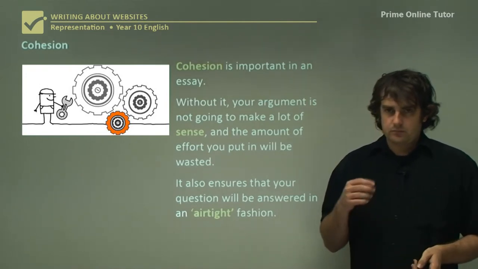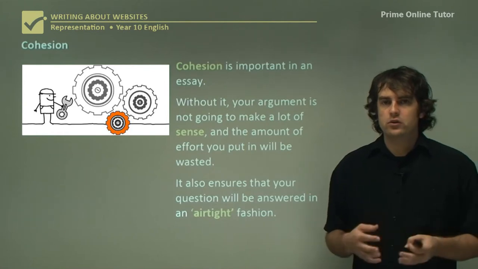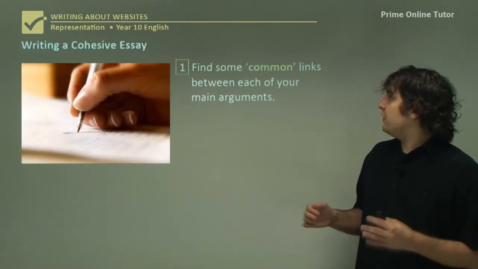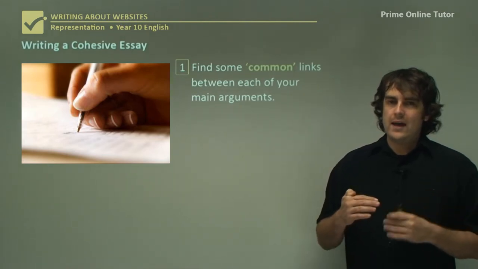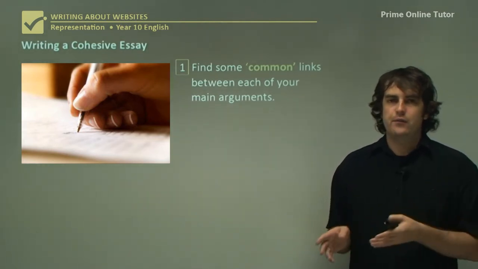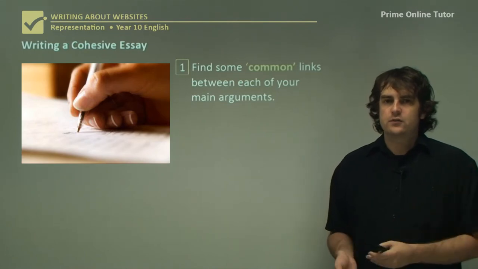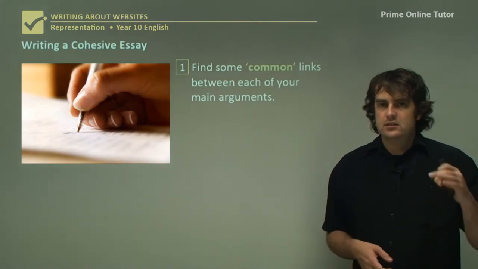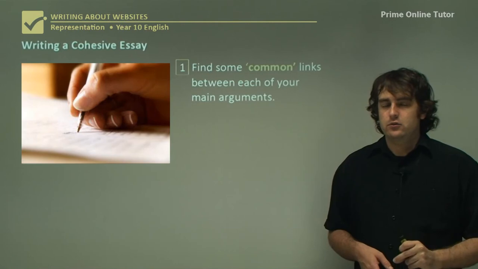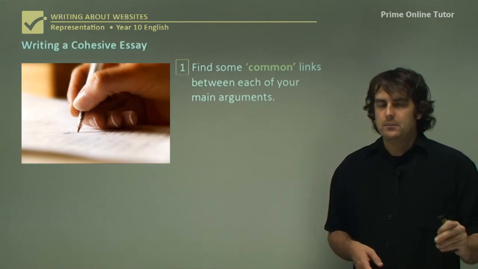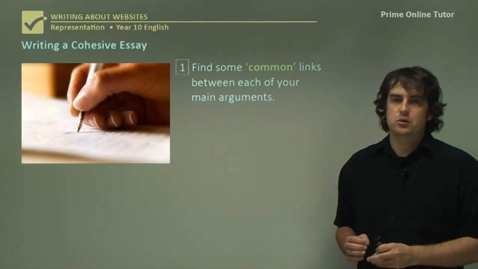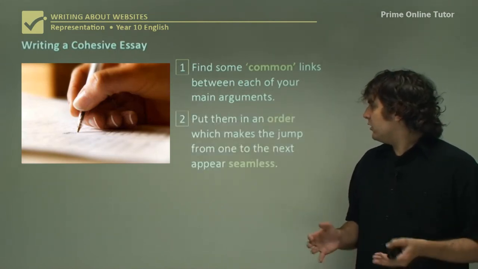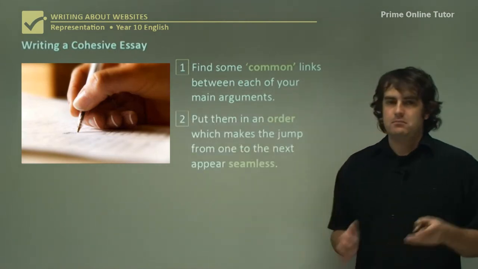So let's just go through the steps of basically what you need to do. First, you need to find some common links between each of your arguments. So work out the three ideas you have, or two, or however many you've got, which things sort of go together. So is there something which one will go directly to the next? Or if you make one point for one argument, will it go to one point in another argument? And can you make that the jump between the two of them? Put them in an order which makes the jump from one to the next appear seamless.